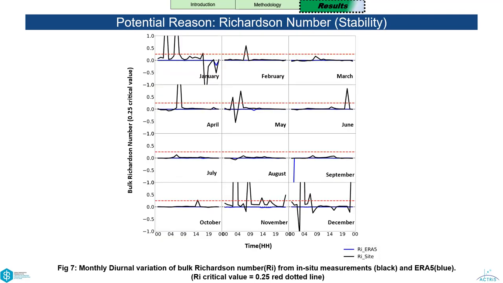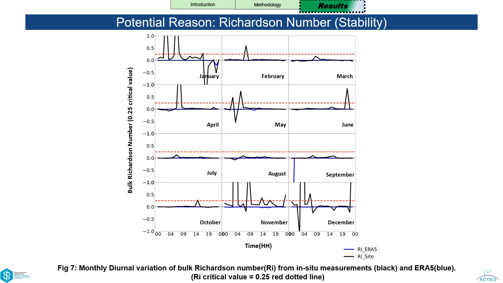Then the Richardson number. The Richardson number is calculated from the potential temperatures and the wind profiles at different heights. And it is known that when this number reaches the critical value, that is 0.25, then that height is considered as the boundary layer height or the mixing layer height.